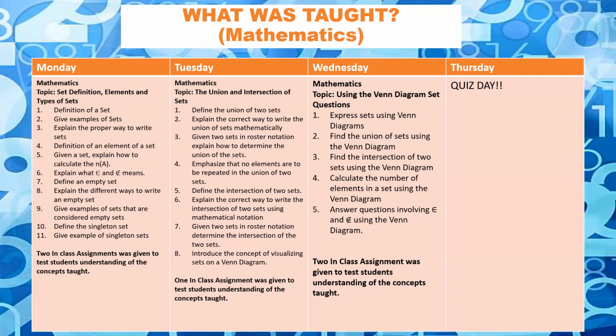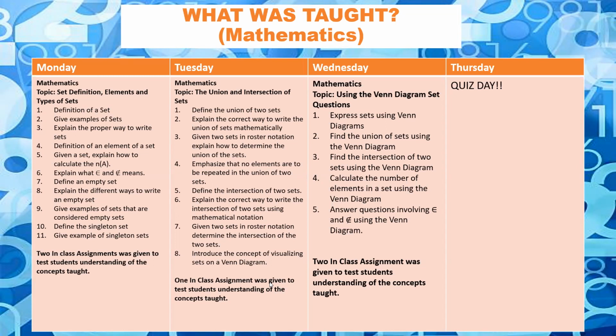On Monday, the topic was set definition, elements and types of sets. We gave the definition of a set. We gave examples of sets. We explained the proper way to write sets. We gave the definition of an element of a set. We explained what we mean by n of A, right? That means the number of elements in A. We also explained what we mean by element of and it's not an element of.